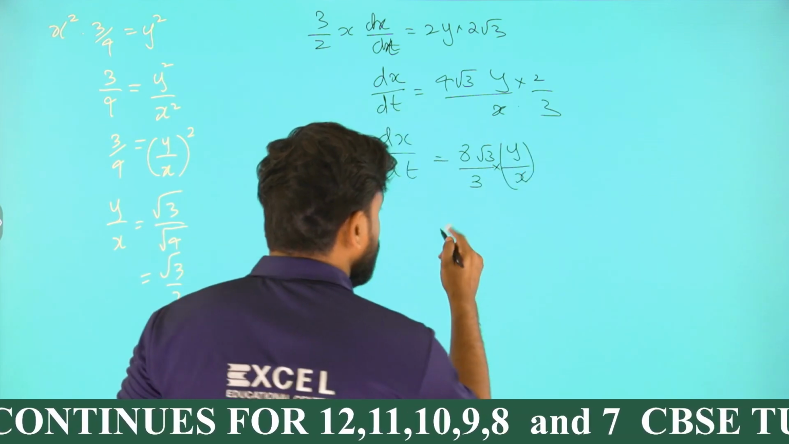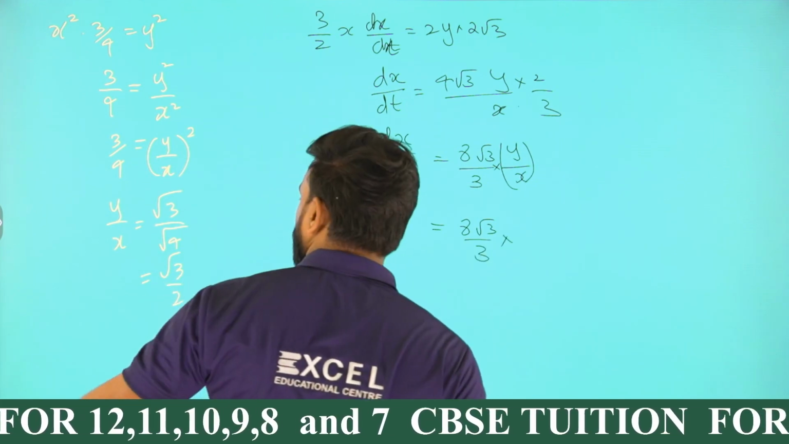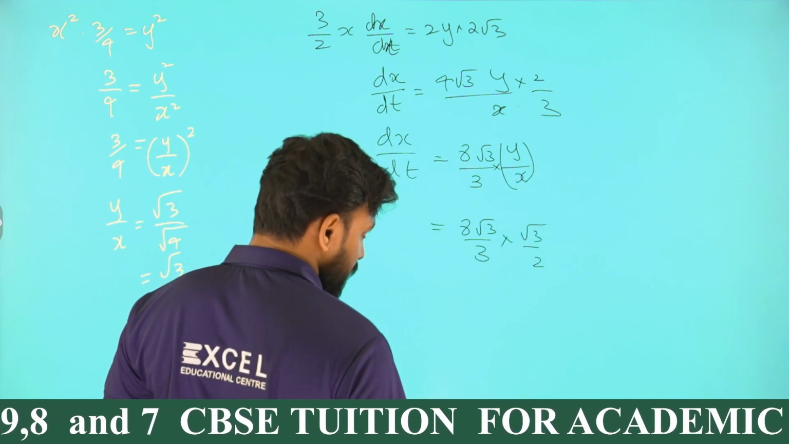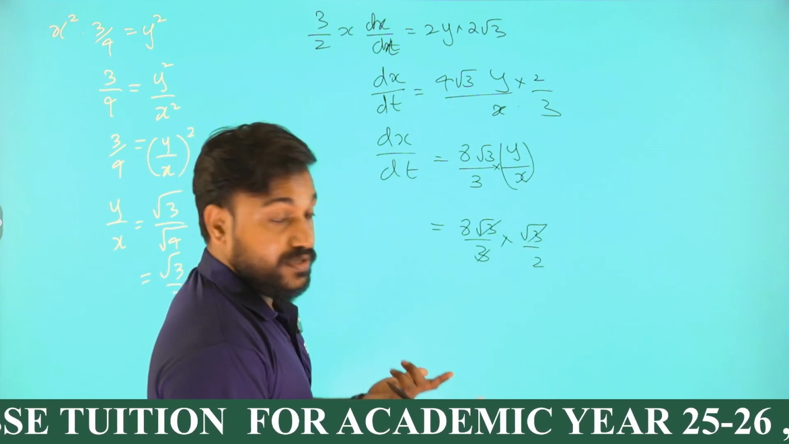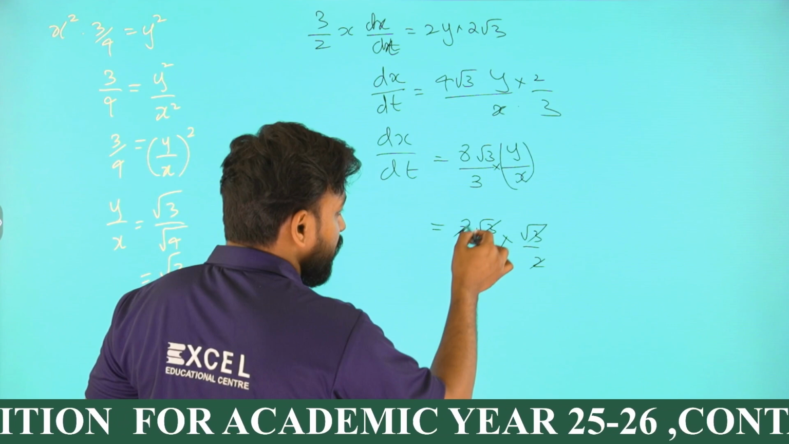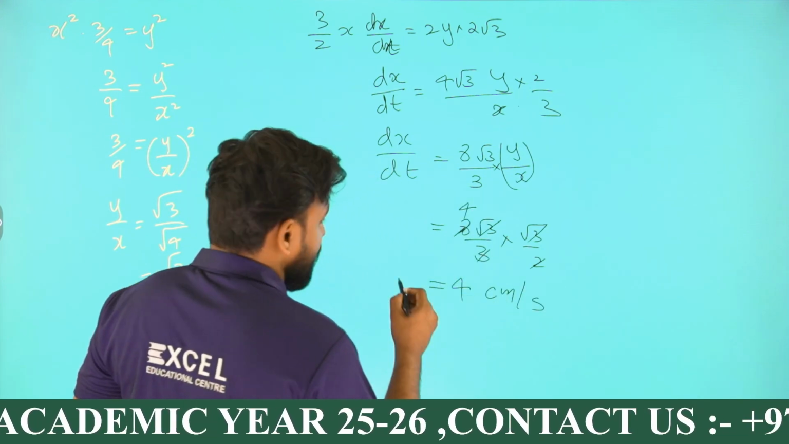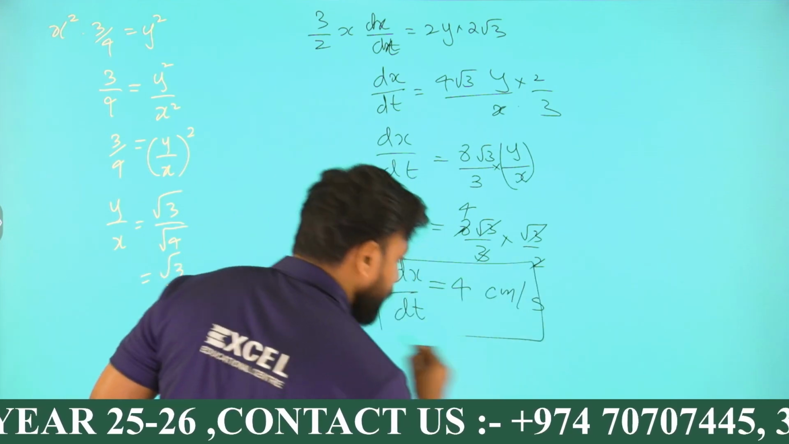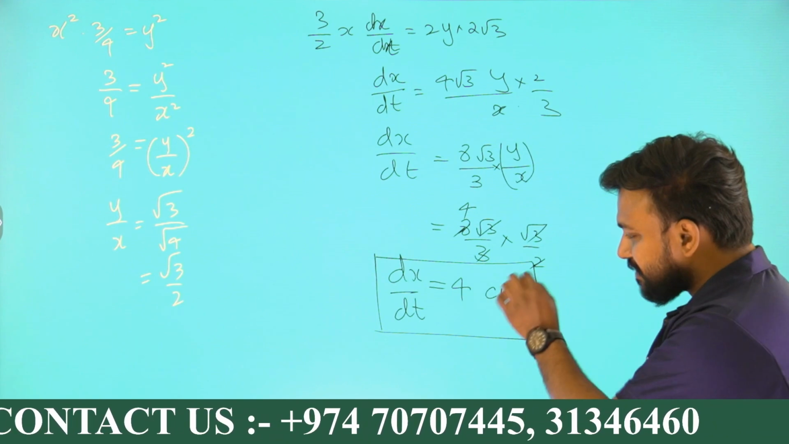So we can substitute it here. What you will get? 8 root 3 by 3 into root 3 by 2, that is y by x. So the 3 and these two root 3's will cancel, because root 3 into root 3 is 3, and these two will be gone. You will get 4 centimeter per second as the change of side. So this will be your answer. Dx by dt is equal to 4 centimeter per second.